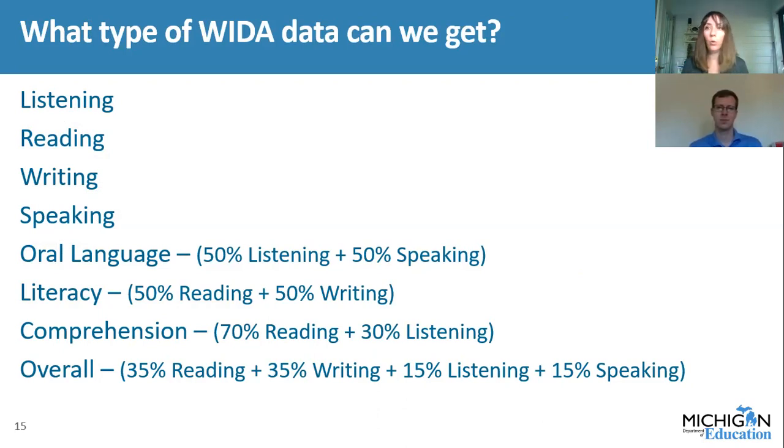So our first one is oral language. That's a score a student will get that's made up of 50% listening, 50% speaking. You have literacy, which is 50% reading and 50% writing. Comprehension is 70% reading and 30% listening. And then your overall score is composed of all 4 domains, but the weighting is a little bit different. It's not 25, 25, 25, 25. It is 35% reading, 35% writing, 15% listening, and 15% speaking.